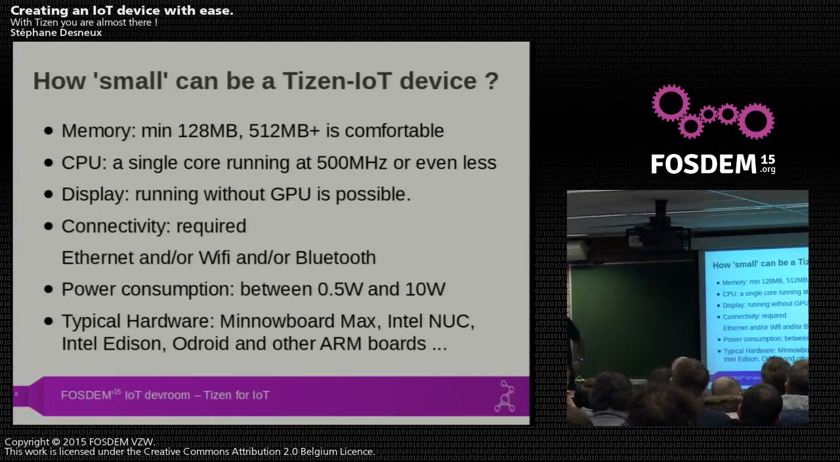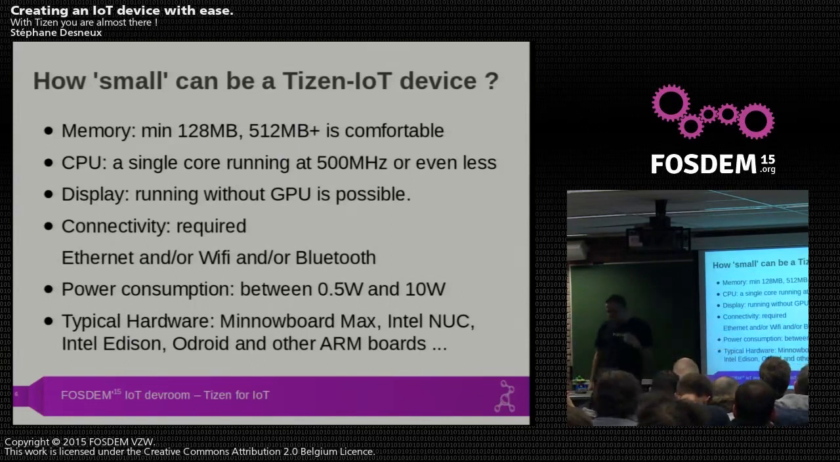I also tested Tizen on the Intel Edison board, the small board. We are roughly around 1 watt, or it depends on whether you enable a radio, if you do Bluetooth Low Energy or not, etc. But that gives the range.